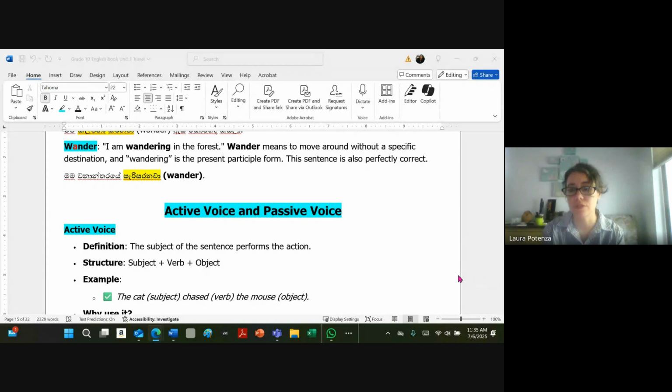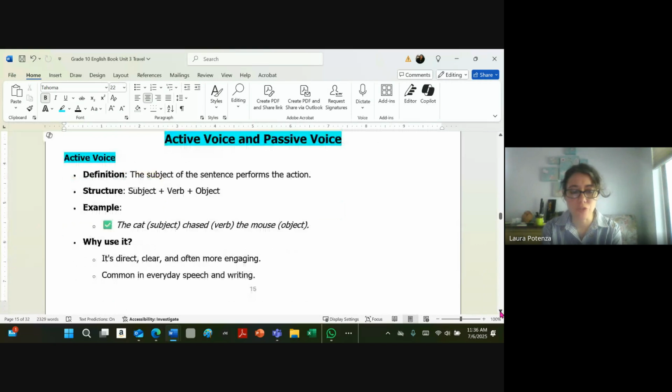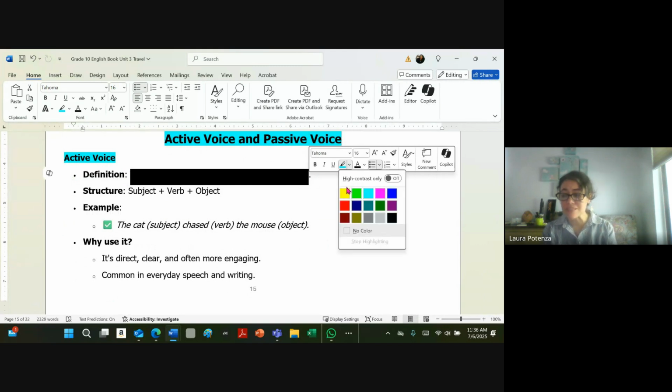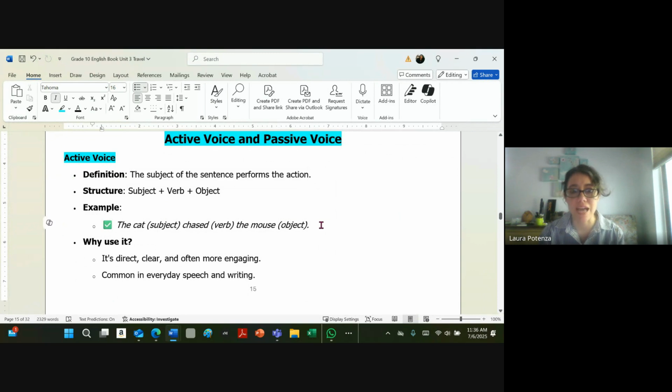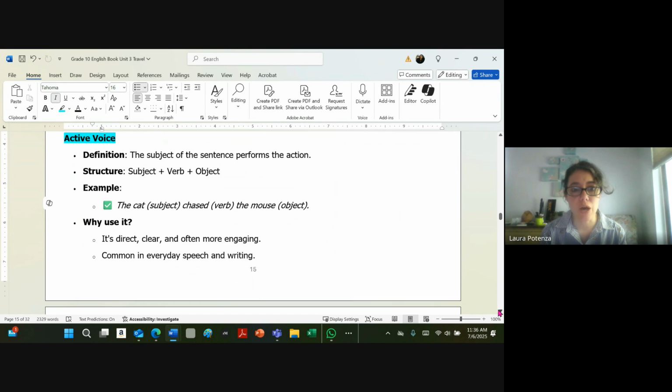Hi, everyone. So today we're going to talk about active and passive voice. So let's talk about the definition of both of them first. So active voice, the definition is the subject is performing the action. So the sentence structure would be the subject plus the verb plus the object. So the example below, the cat chased the mouse. So in this example, cat is the subject, chased is the verb, and mouse would be the object.